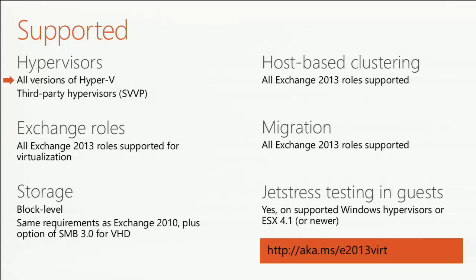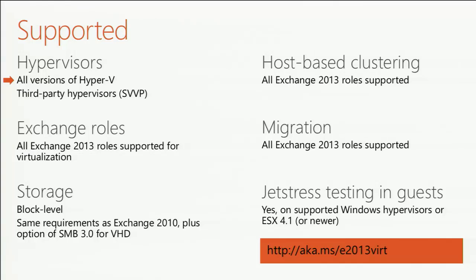That's not to say that you can immediately go and deploy on that version of Windows with native Exchange. We're just talking about the hypervisor, the version of Hyper-V. And then, in addition, the third-party hypervisors like VMware that are covered under the Server Virtualization Validation Program, the SVVP program. We support all of the Exchange roles for virtualization. I used to joke all 2 of them. Now we have Edge back, so all 3. So no limitations there.